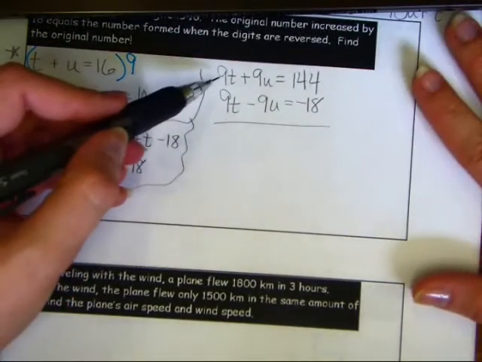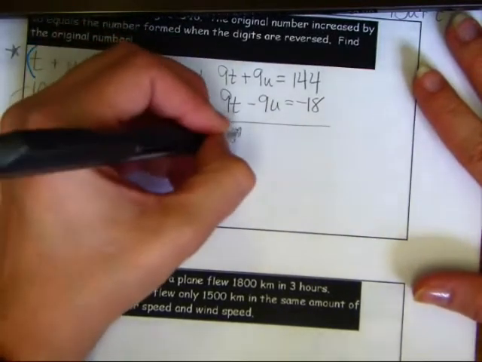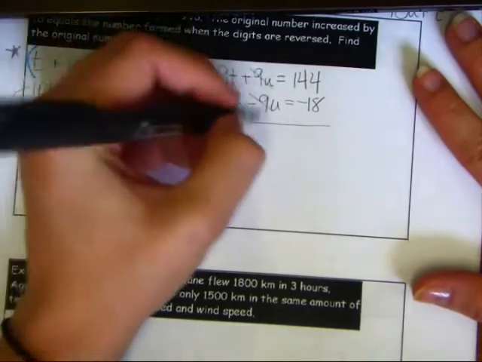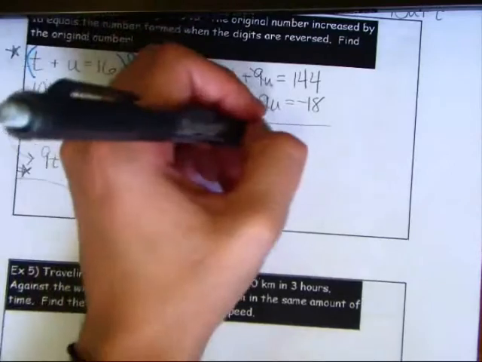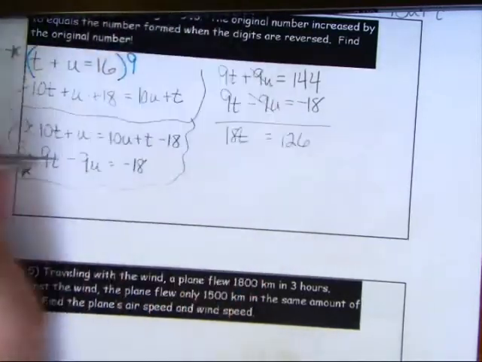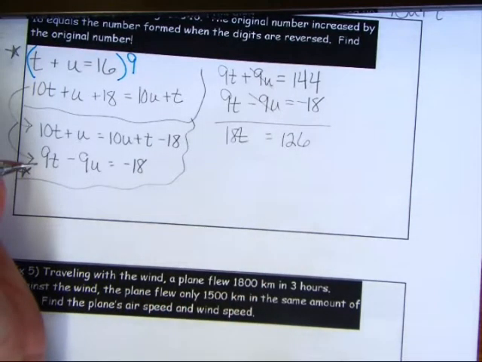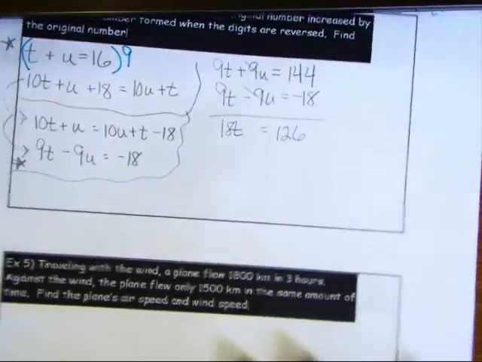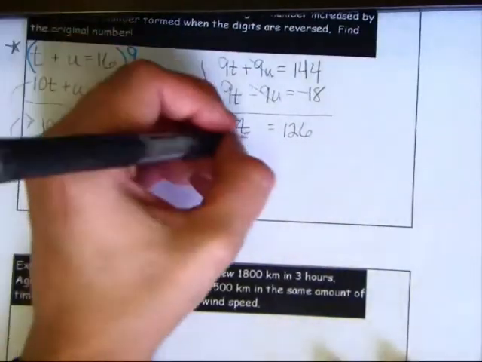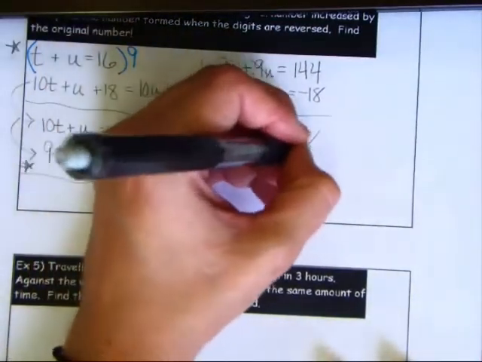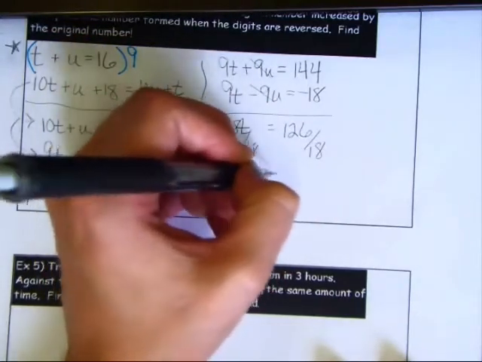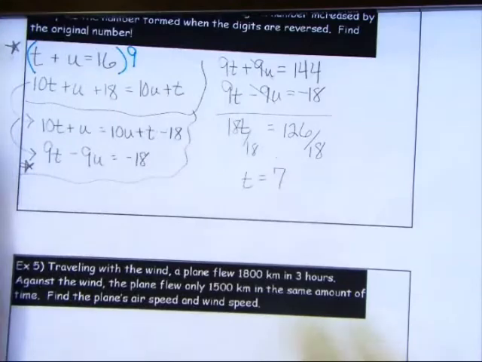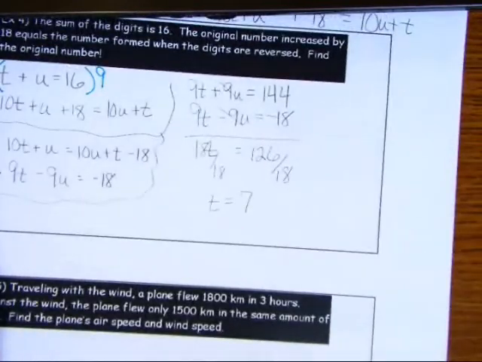Combine, so we get 9 and 9 makes 18t. The 9u's cancel out, and 144 minus 18 is 126. It might not look that pretty, but if you were to divide by 18, you are going to get t equals 7, which is actually a pretty good answer. Now I need to take that and figure out what u is.